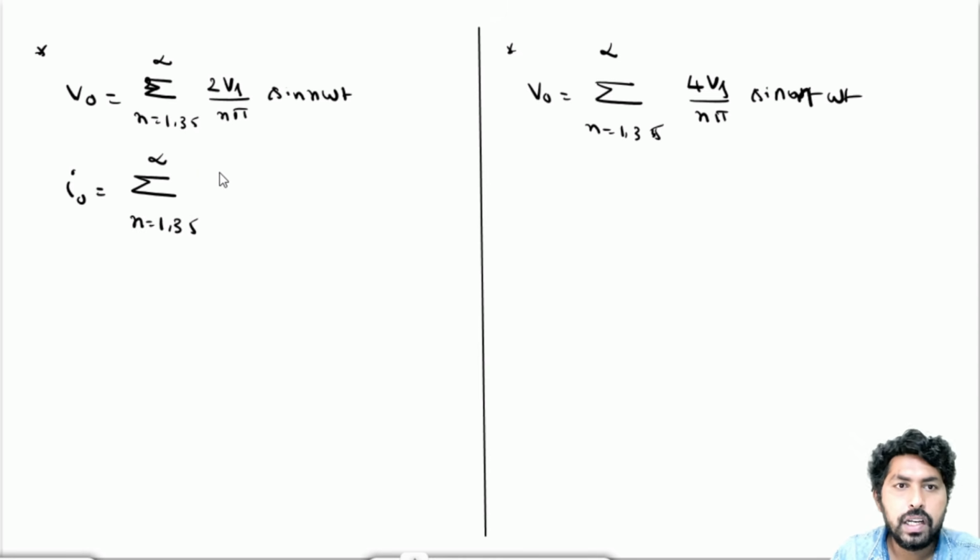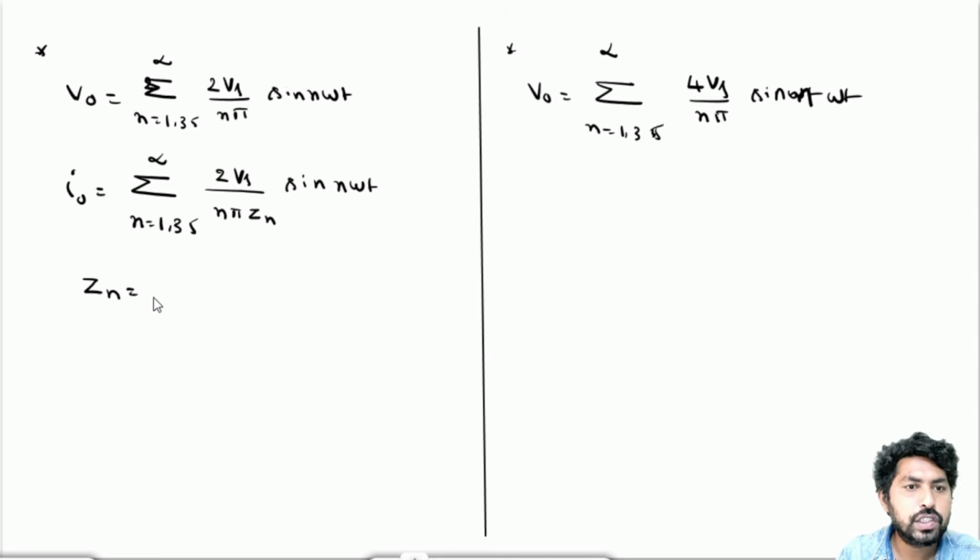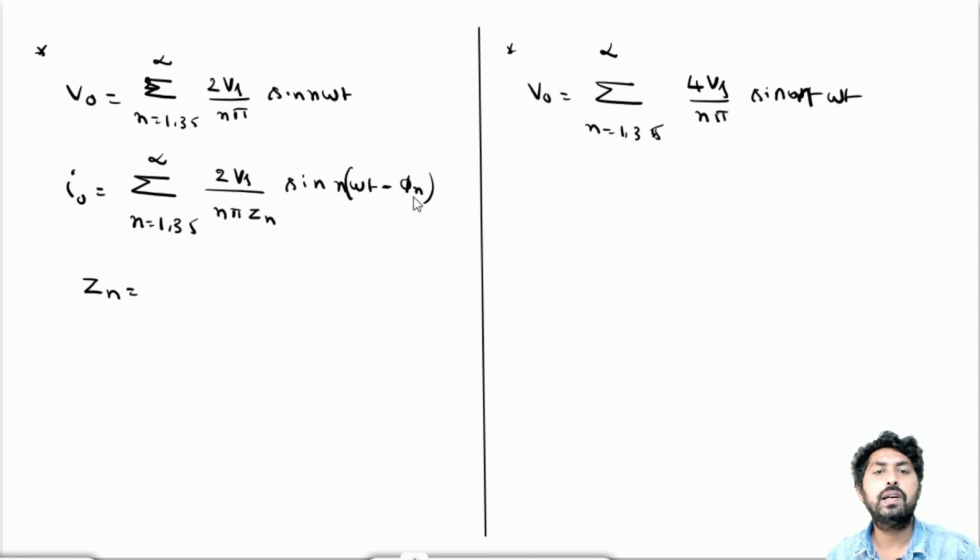So it will be 2Vs by nπ divided by Zn into sin(nωt − φn), where Zn equals the square root of... So it will be sin(nωt − φn), because the current lags the voltage. So sin(nωt − φn).